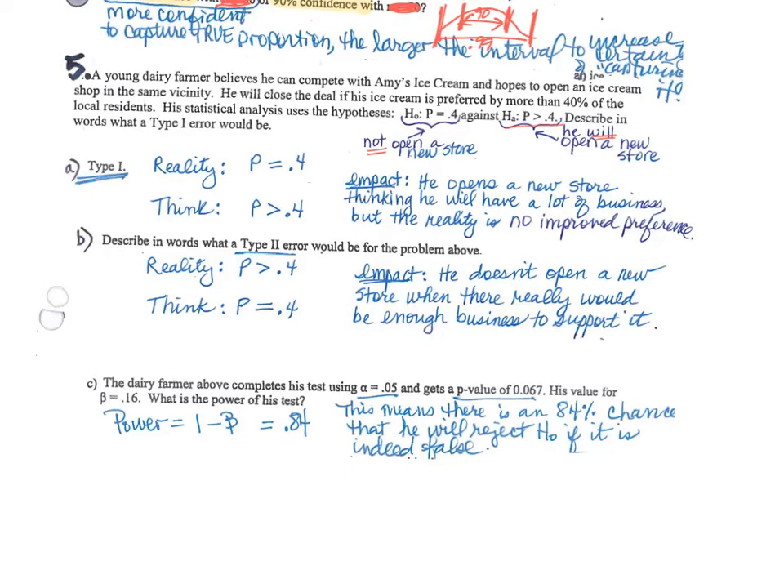Okay? Part B, type 2 error: the reality is it is an improvement, or there are a lot more than 40% of people who want that ice cream, and so he should open the store. But he didn't detect that. So he doesn't open a new store, and he really did have enough business to support it, so he misses out on a new business venture.